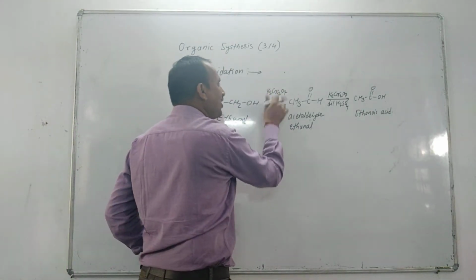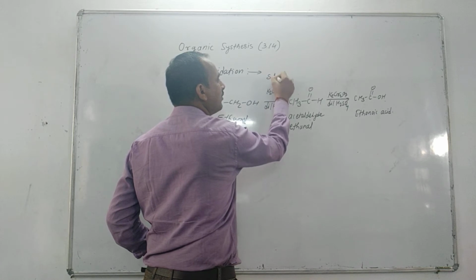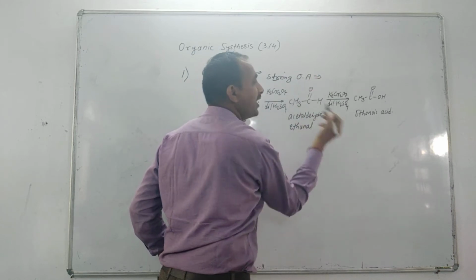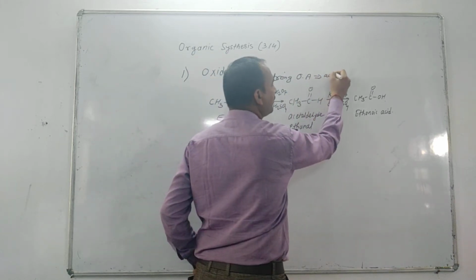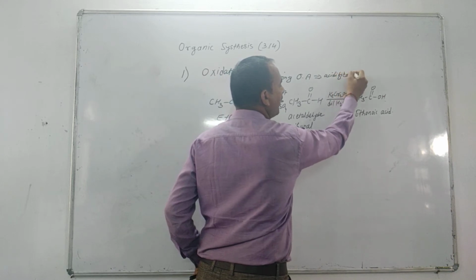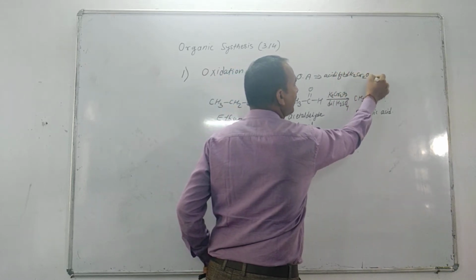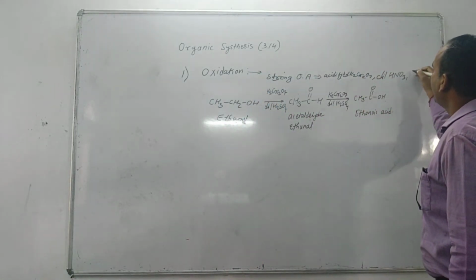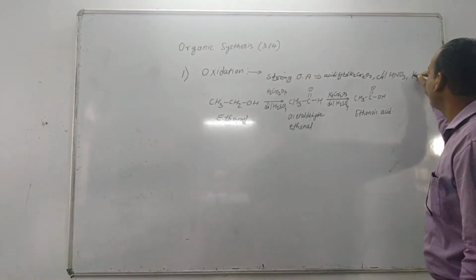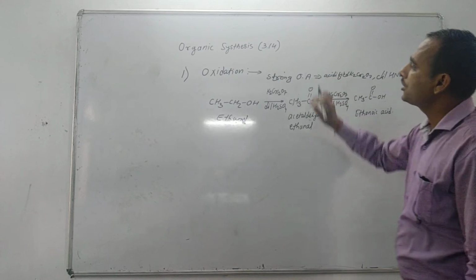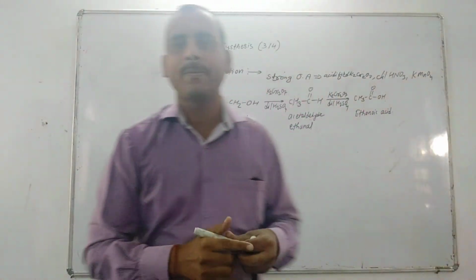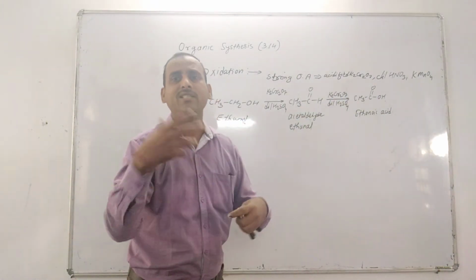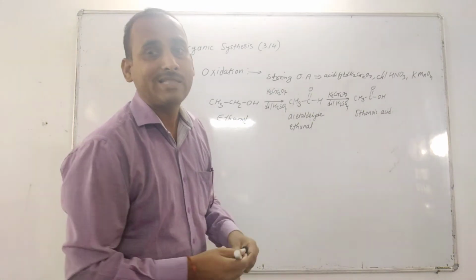Now another strong oxidizing agent. These are the strong oxidizing agents. Which oxidizing agents are strong? This acidified K2Cr2O7, dilute HNO3, then alkaline acidified KMnO4. All these are strong oxidizing agents, and they oxidize alcohol to aldehyde, and aldehyde further to carboxylic acids. Let's take another example for the secondary alcohol.